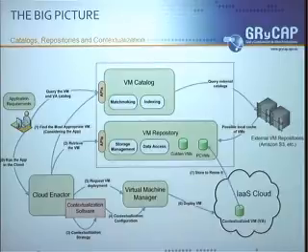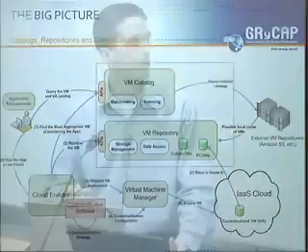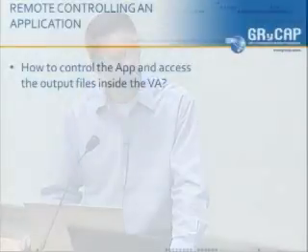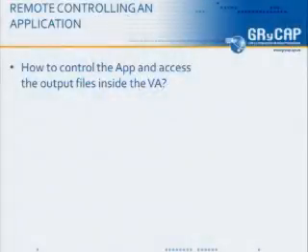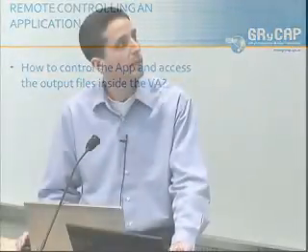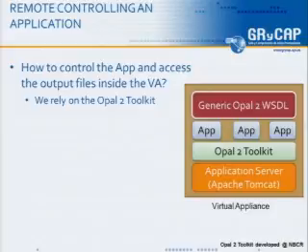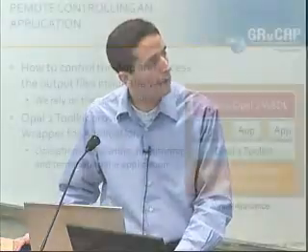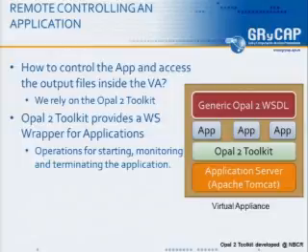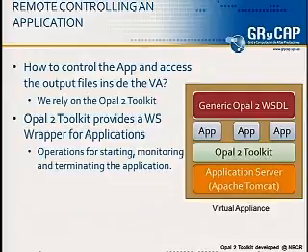And when the virtual machine boots, it starts the contextualization process, so that you finally have your scientific application running on this virtual infrastructure. Well, there's a missing point here in this figure. And the point is how I'm going to control the application and access the output files inside the virtual appliance. We're currently relying on the Opal2 toolkit, which is a tool developed in NBCR. And it provides a web service wrapper for applications. And it was initially developed to provide a wrapper for legacy applications.